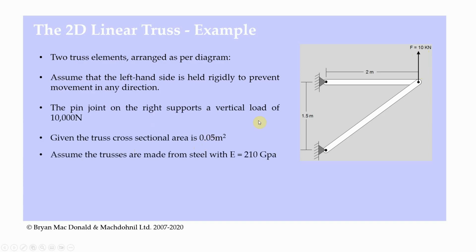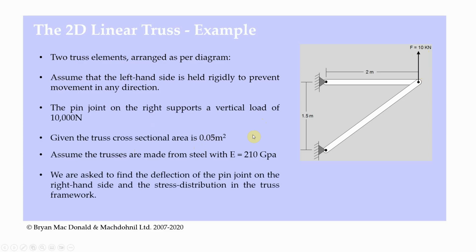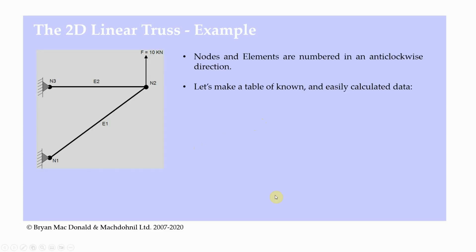We can assume that the trusses are made from steel with a Young's modulus of 210 gigapascals. Then we're asked to find the deflection of the pin joint on the right-hand side and the stress distribution in the truss framework. So let's have a look at our finite element model. We've created a finite element model that consists of two elements, element 1 here, element 2 here, node 1, node 2, node 3.